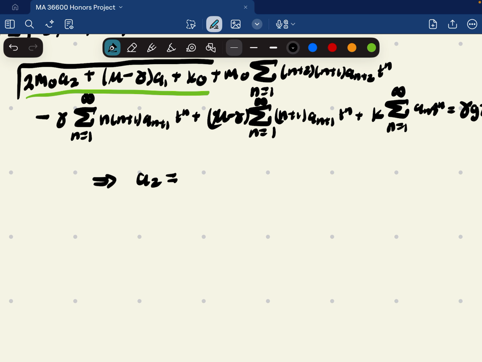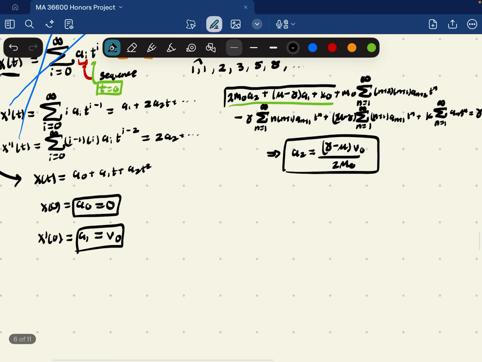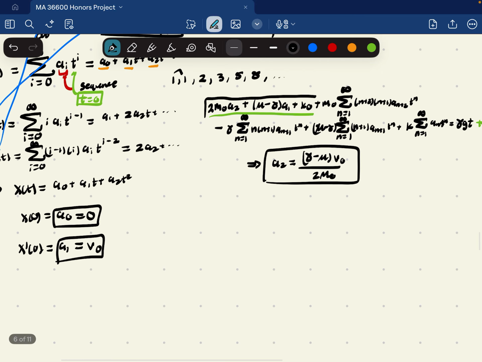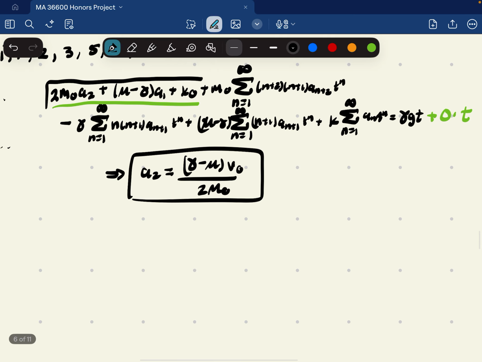So a2 is going to be, once again just algebra, gamma minus mu v naught divided by 2 m naught. Okay, so that's what a2 is. So now I have 3 coefficients: a0, a1, and a2. Great. And then I'm going to expand out one more term.